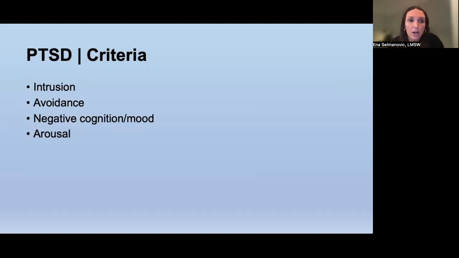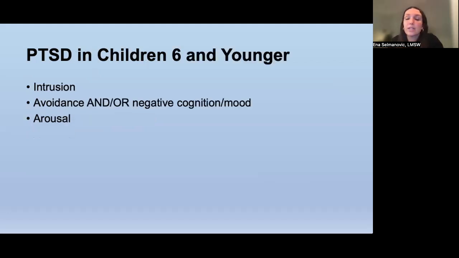I also want to touch on diagnosing PTSD in children. The criteria that we just went through is the criteria for adults as well as children 6 and older. There's also another disorder for PTSD in children 6 and younger, and the criteria is a little bit different. The criteria here is intrusion, avoidance and/or negative cognition and mood, and arousal. The biggest difference is that you don't need to have symptoms of both avoidance and negative cognition and mood. In general, the criteria here is a little bit more simplified.